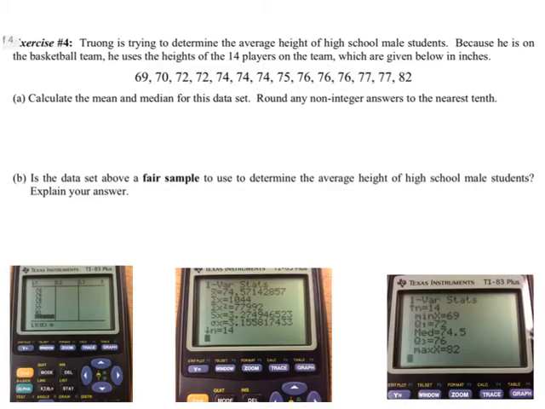All right, for exercise number 4, Truong is trying to determine the average height of high school male students. Because he's on the basketball team, he uses the heights of 14 players on the team, which are given below in inches. I'm going to underline a couple key things in that sentence that are going to really help us throughout this exercise. He's trying to find the average height of high school male students. He uses the heights of his basketball team. Okay, it's easy, convenient. Instead of doing this by hand and typing these numbers into your calculator, I'm going to refresh your memory on how we use the list and use our stat button and what we're going to look for. So it says calculate the mean and median for the first data set.